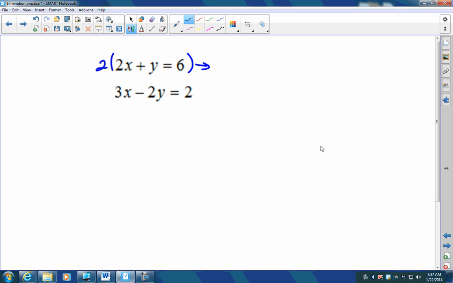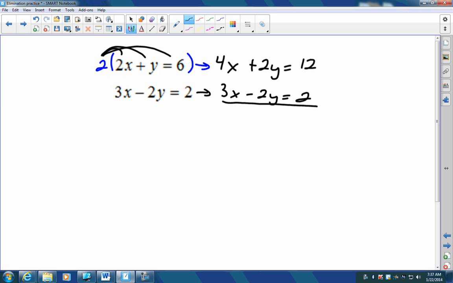Now, the question was, does it have to be a negative 2? And that's where people were getting mistakes as well. Because this one's already positive and this one's negative, you don't have to do a negative 2. So now when you rewrite it, you get 4x plus 2y equals 12. We didn't do anything to the bottom one, so I'll just rewrite it.